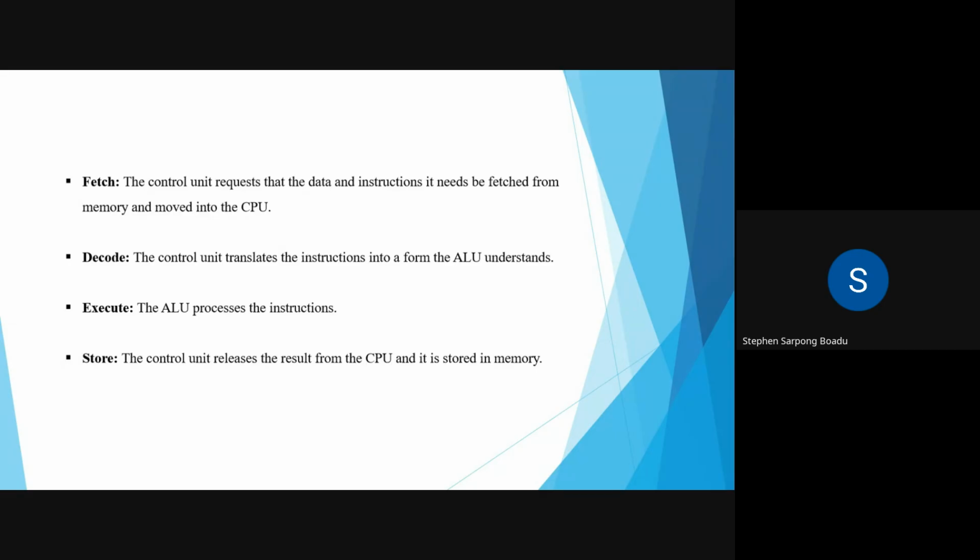The computer will first fetch this instruction that you have inputted from memory. So that is what the fetch is basically about. It is just like retrieving the information from memory. Then after fetching the information, it goes on to decode it.